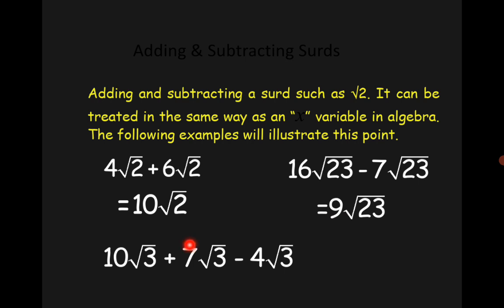Now look at this. 10 root 3 plus 7 root 3 minus 4 root 3. You treat these as like terms as well. 10 root 3 plus 7 root 3 is 17 root 3. 17 root 3 minus 4 root 3, what do you find? You find 13 root 3.